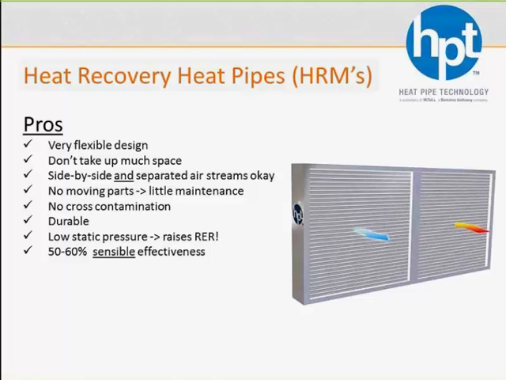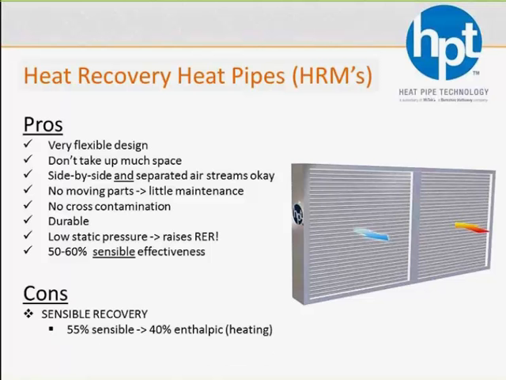Now, when I say effective, again, we're talking sensible effectiveness. So the biggest downside to the heat pipe is that, yes, we're 50 to 60% sensible effective, but from a code standpoint, they're looking at an enthalpy change. And when we need to focus on enthalpy, that 55% would equate to roughly 40% effective on enthalpy. And that's in heating mode. If we're looking at cooling mode, we're factoring in latent load, and that effectiveness drops even worse. It's cut to about half depending on the type of conditions we're in.